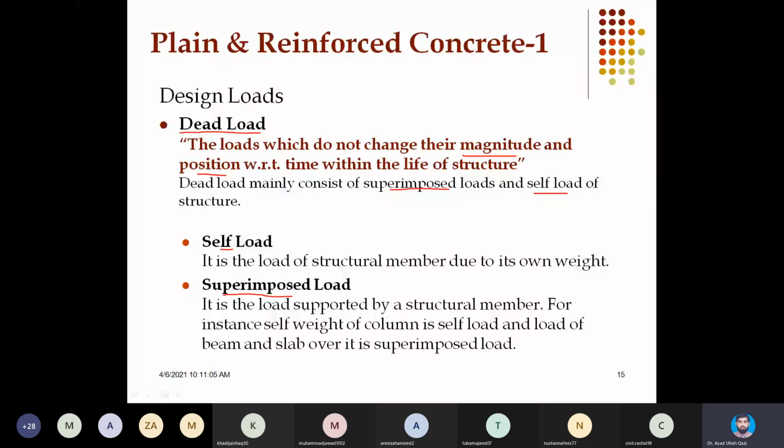If I will multiply the density with the volume, I will get weight. If I will multiply the density with the thickness, and if the thickness is uniform over the area, then thickness multiplied with the density will give me the units of pressure. So in this way, actually the density and the volume, or the density and the thickness of the floor finishes or superimposed loads, we will be using to convert them into the loads.